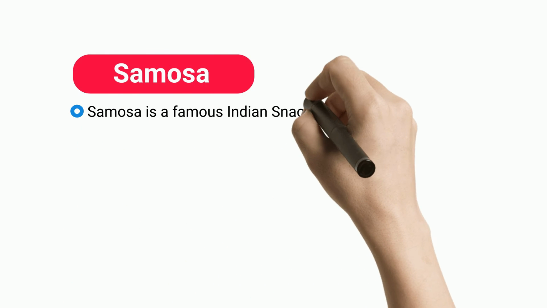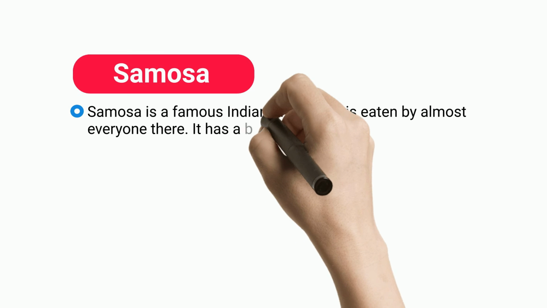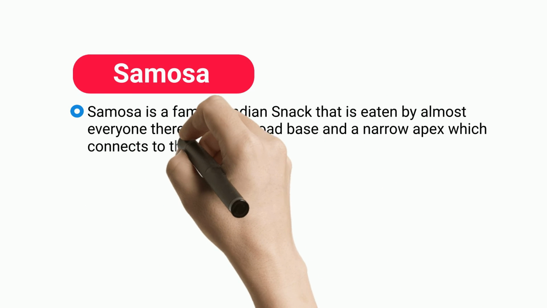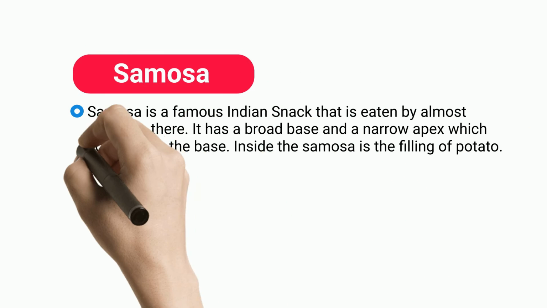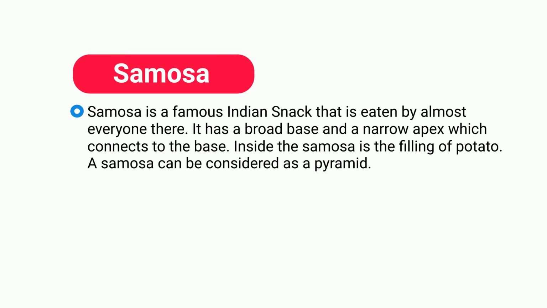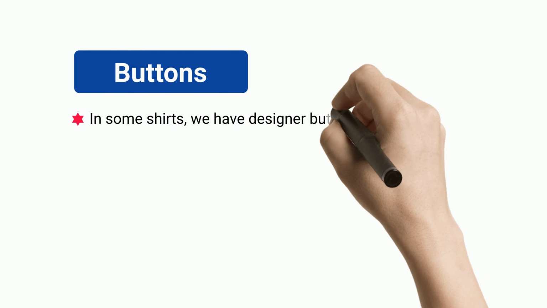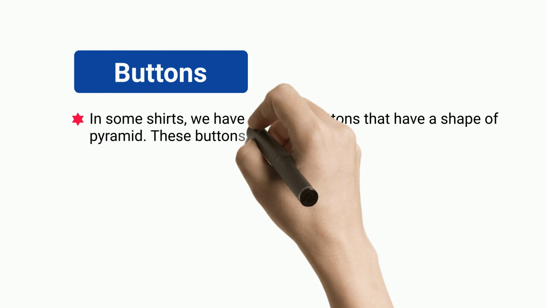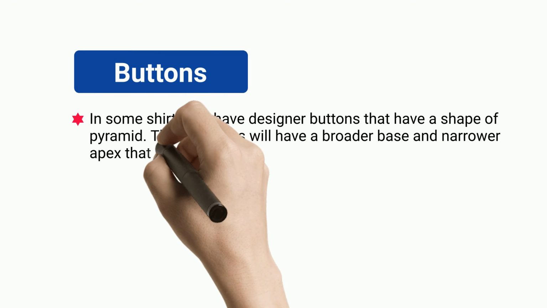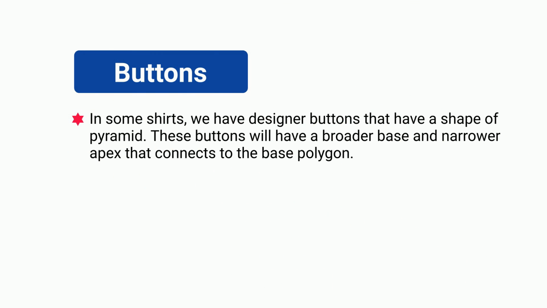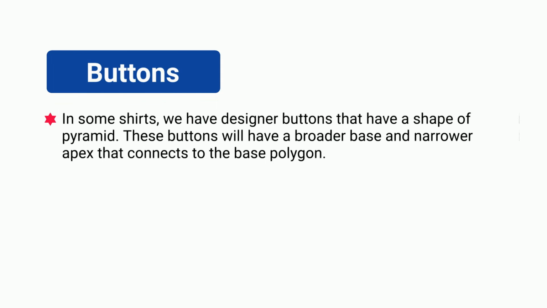Samosa. Samosa is a famous Indian snack that is eaten by almost everyone there. It has a broad base and a narrow apex which connects to the base. Inside the samosa is a filling of potato. A samosa can be considered as a pyramid. Buttons. In some shirts, we have designer buttons that have the shape of a pyramid. These buttons have a broader base and a narrower apex that connects to the base polygon.